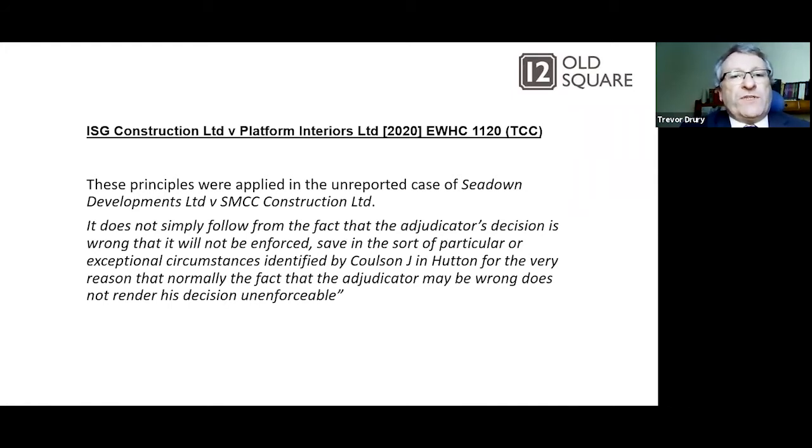So these principles were then subsequently applied in an unreported case of C-Down Developments and SMCC Construction. It does not simply follow from the fact that the adjudicator's decision is wrong that it will not be enforced, save in the sort of particular or exceptional circumstances identified by Coulson J, as he was then, in Hutton, for the very reason that normally the fact that the adjudicator may be wrong does not render his decision unenforceable.